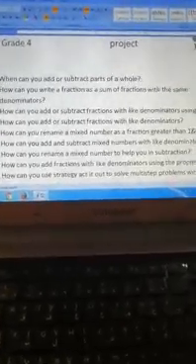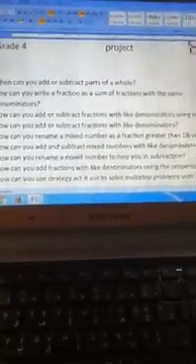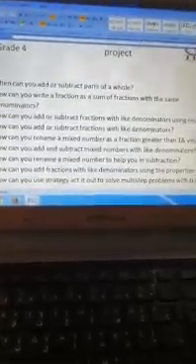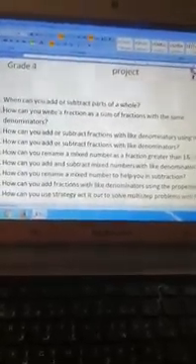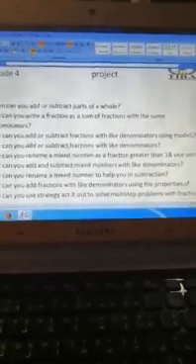Question number 2, how can you write a fraction as a sum of fractions with the same denominators? I need you to write any fraction and distribute this fraction as a sum of 2 or more fractions as you like. Okay. Question number 3, how can you add or subtract the fractions with like denominator using model?